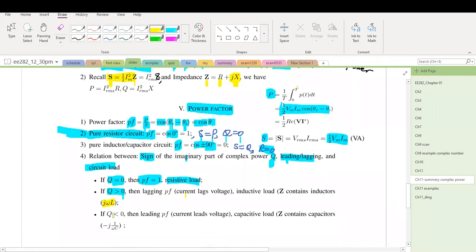If Q is less than 0, the impedance contains a negative j component, which is a capacitor load. In this case, the current leads the voltage.